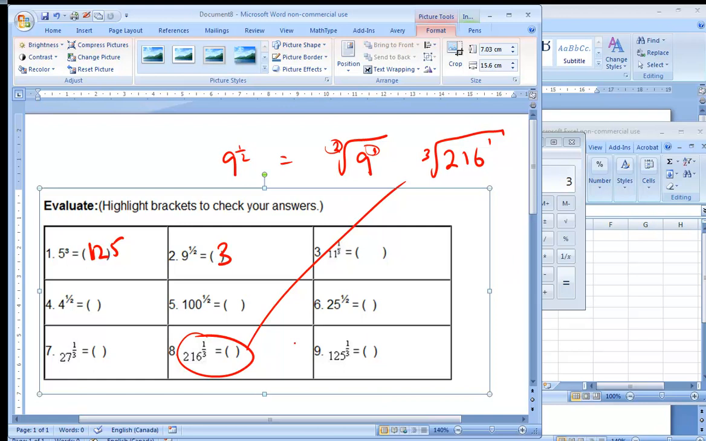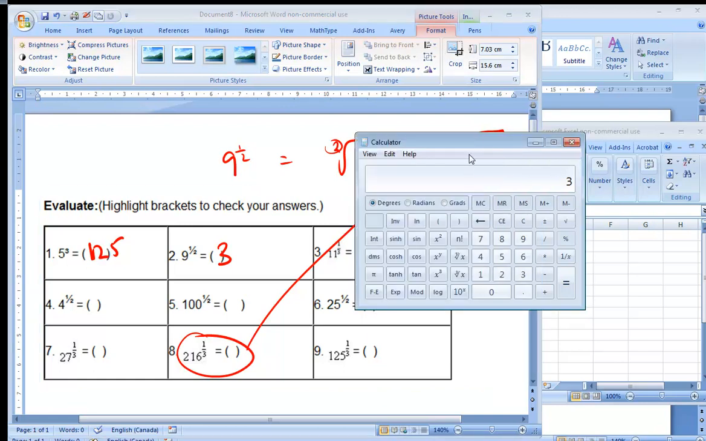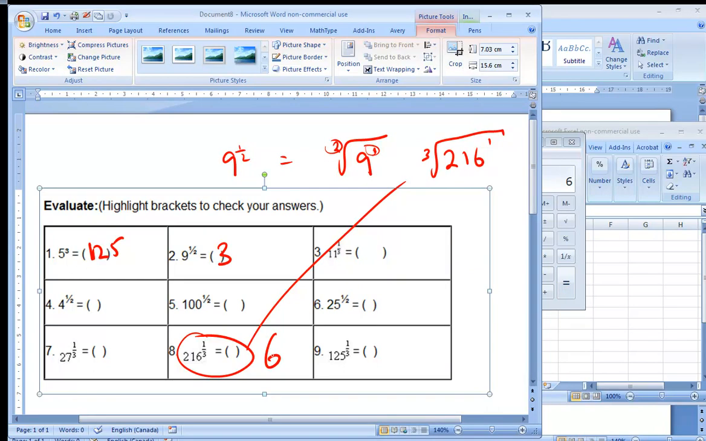So let's find out what this 216 to the third is, for example. So I could do it here, 216 to the power of bracket 1 divided by 3, and whoops, equals 6. Didn't have the equal sign yet. Equals 6. Okay, because I mean 6 times 6 times 6 is 216, I hope.